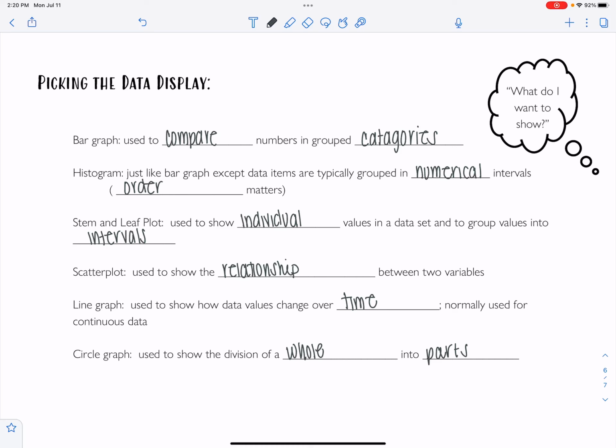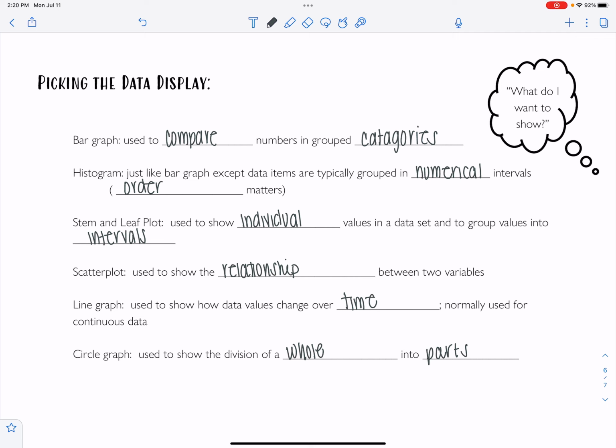All right, so just a nice big summary of 10.2 and 10.3. How do you know what data display to pick? There's a couple of just some tips and tricks as to which one you would use, especially when you're teaching this in your classroom. I've given a ton, but how do you know which one?